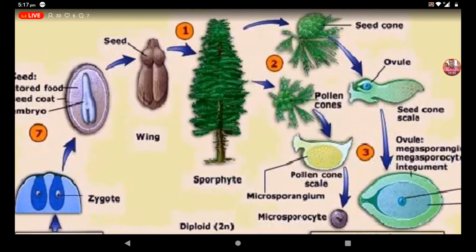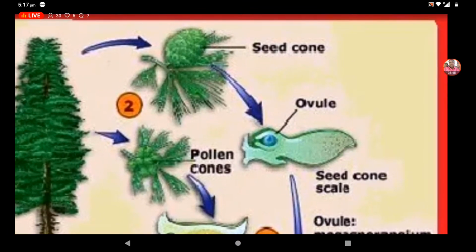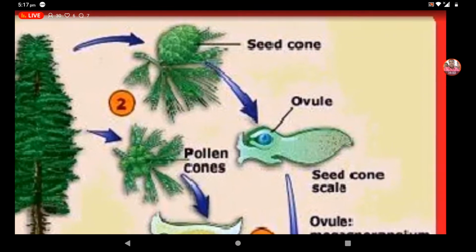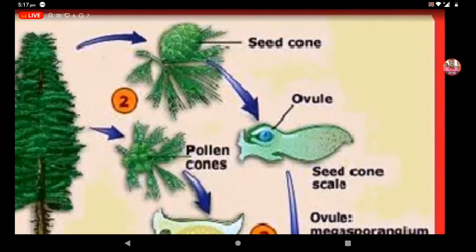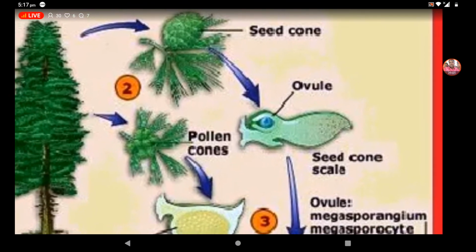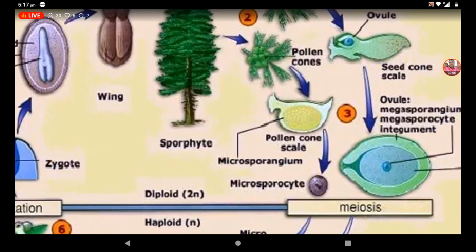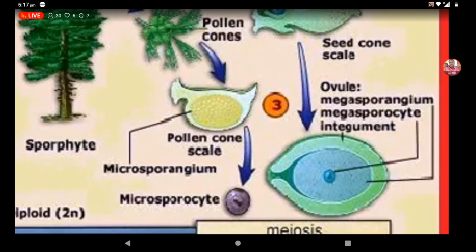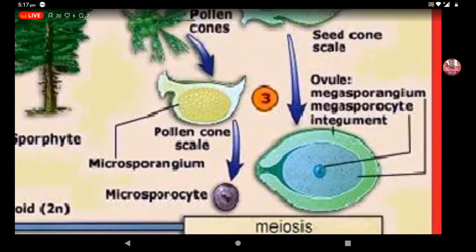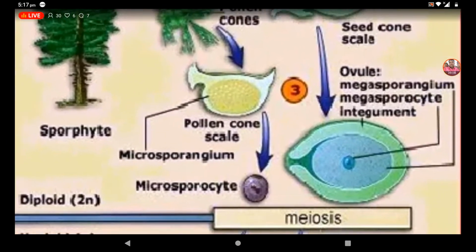And if you take one seed cone scale, in that the ovule is present. Ovule's other name is megasporangium. Already we showed that naked seeds are going to be formed only from the ovule, that means megasporangium. Here it is mentioned: ovule, megasporangium, megasporocyte and the integument. So the integument is shown very clearly. We said unitegmic ovule, so only one integument can be seen here.